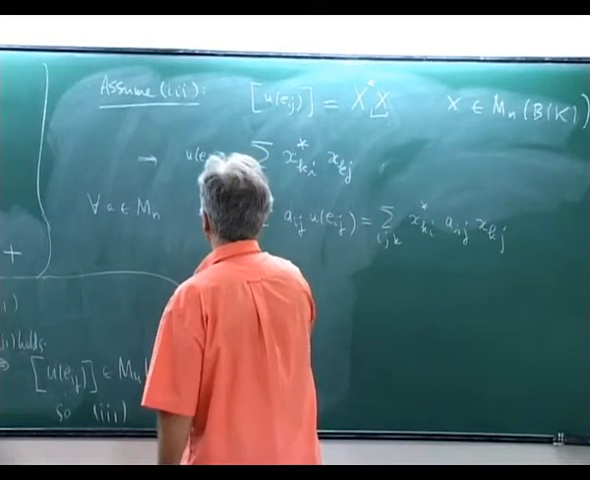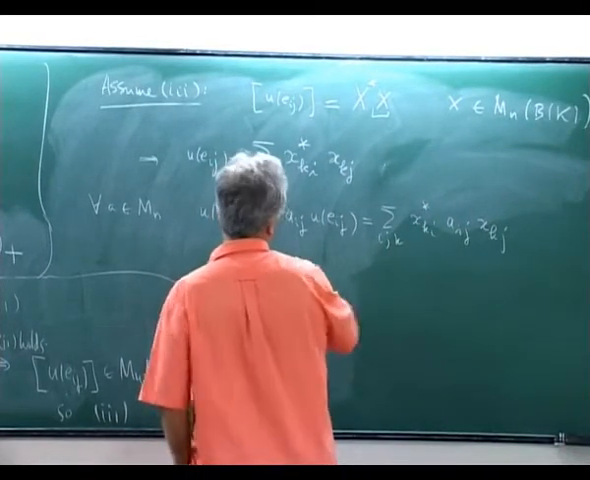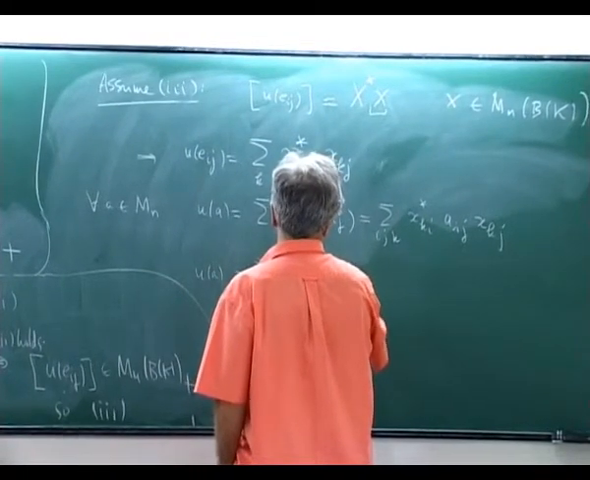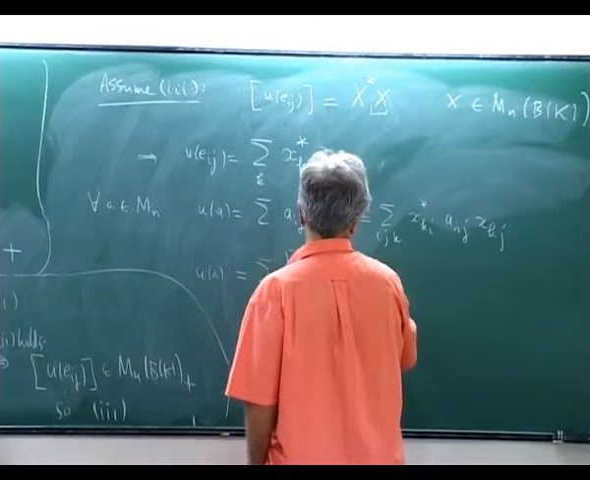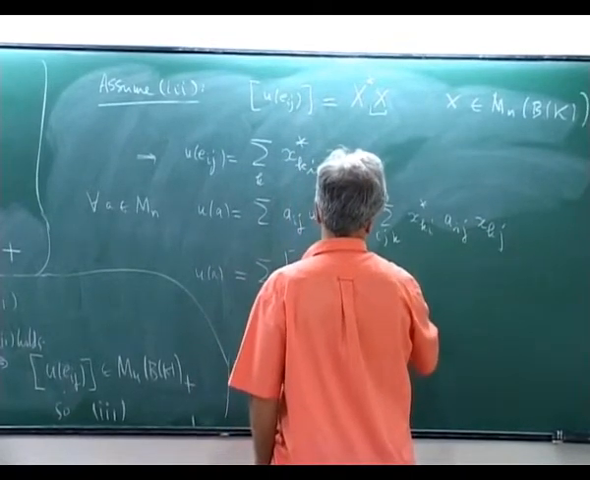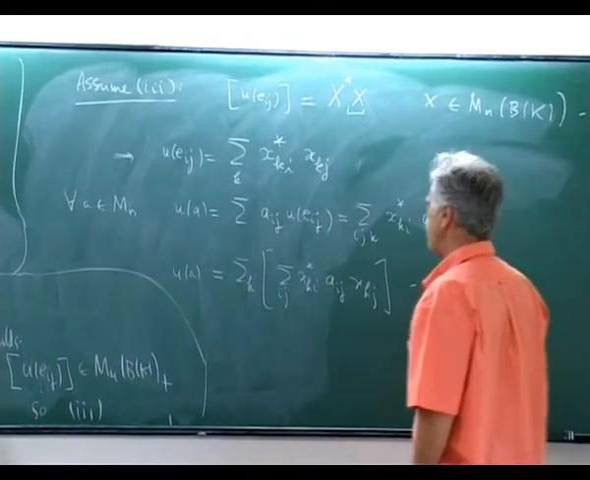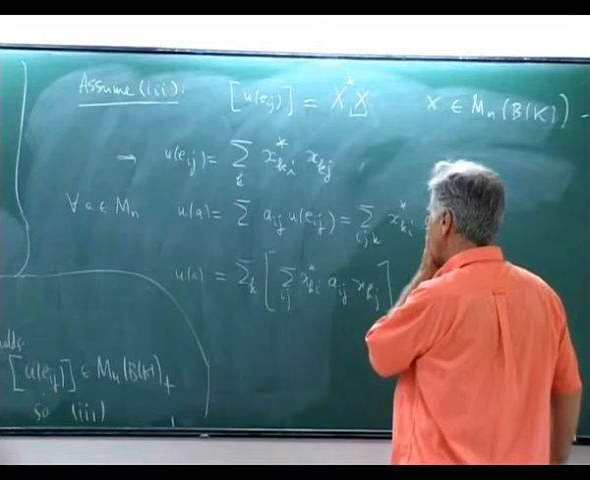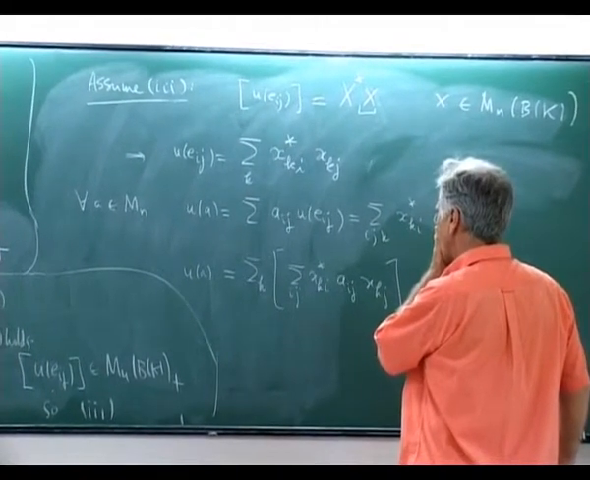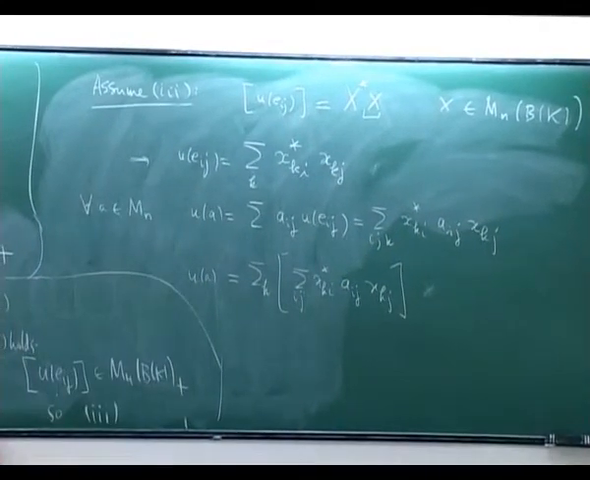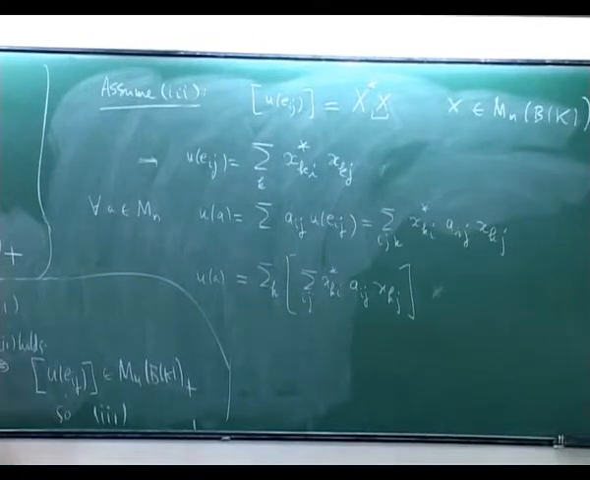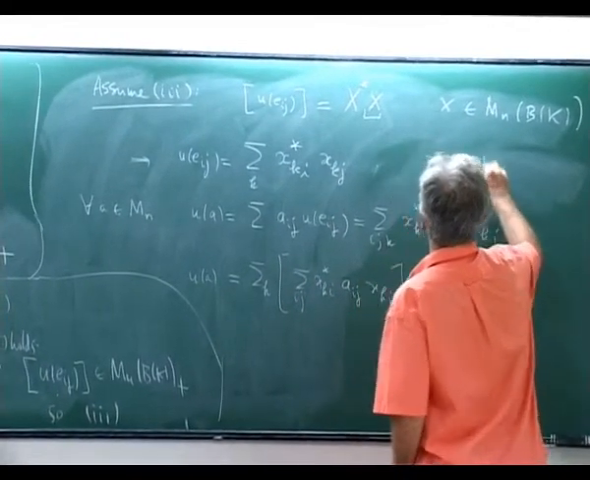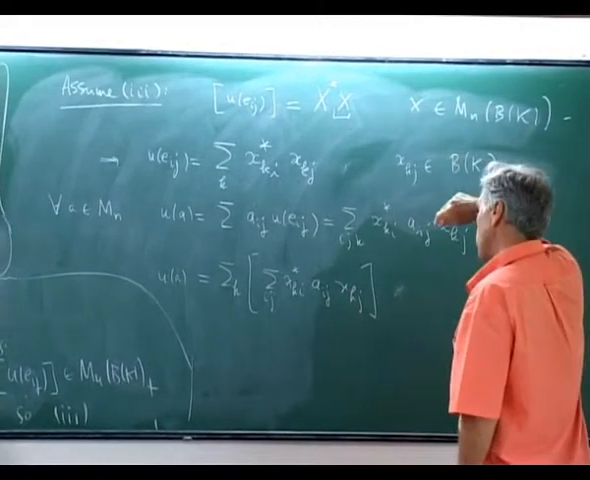So how to make it more explicit? Well, you can make it like that. This is the sum over k of this thing, sum over ij of x ki squared aij x kj. Let's fix k. So now, what are these xk? So xkj, these entries, they are bounded operators on k. Okay, so I can write things like that.